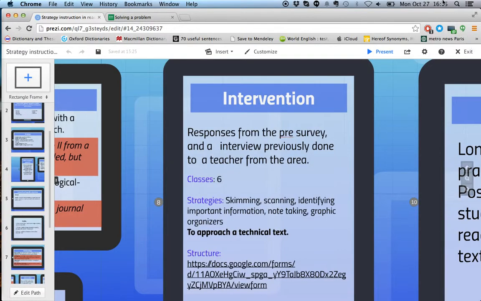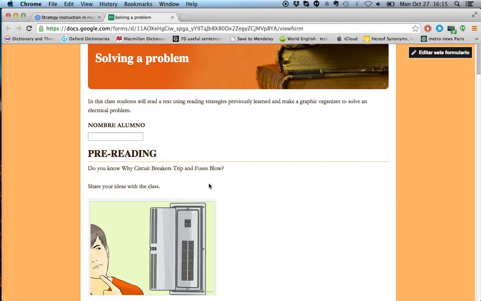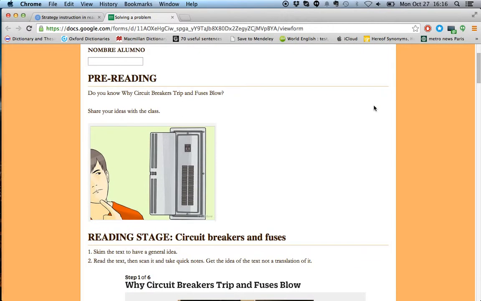In terms of the structure, I'm going to show you very briefly one of the lessons, so you can have an idea of the structure. Each class was very similar. They started with recycling from the teacher part. The teacher recycled the previous class. They talked about what they had done during the previous class. And then the teacher would talk about the objectives for the new class.